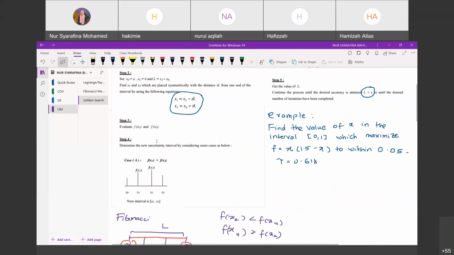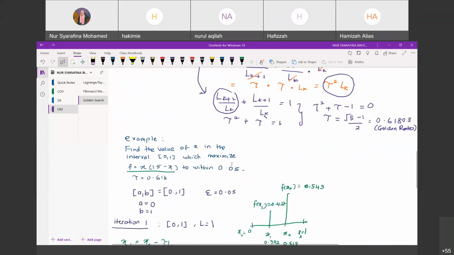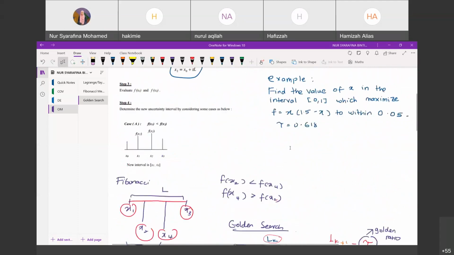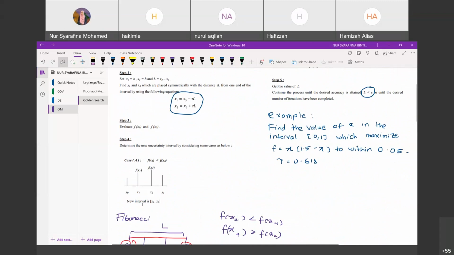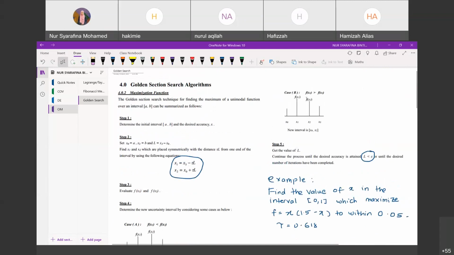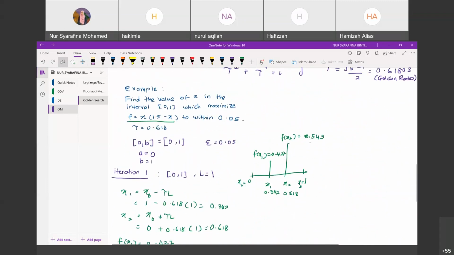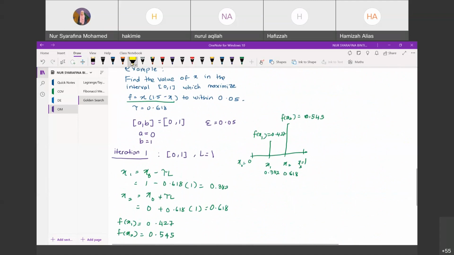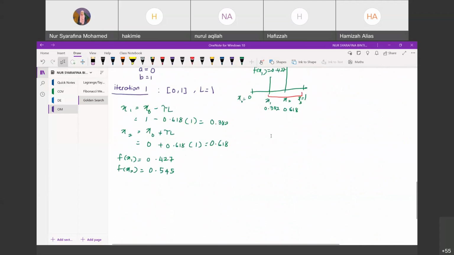Then determine the new interval by considering the cases below. Now we take a look at the values of f(x1) and f(x2). When f(x1) is less than f(x2), your new interval is x1 to x3. If your f(x1) is greater than f(x2), then your new interval is x0 to x2. As you can see, even without considering the algorithm, you can see that f(x2) is greater, and this is maximization, right? So your new interval should start from here. Okay, understand or not? Then proceed with the next iteration.